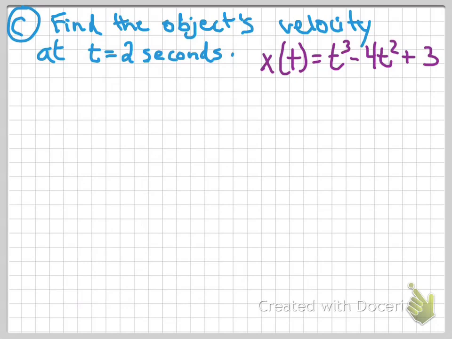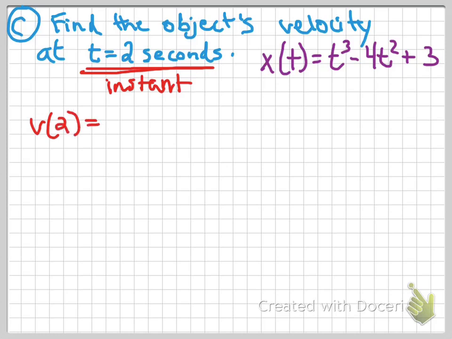Okay, so what about this? Question C. Find the object's velocity at time equals 2 seconds. Now this is a specific time, so now we're talking about an instant in time. I didn't say on the interval 0 to 2. I said, what's the object's velocity at time equals 2? So now what I'm trying to find is the velocity of this moving object at 2. What's the velocity at 2?